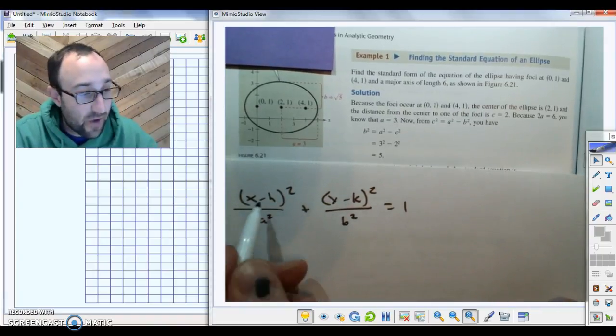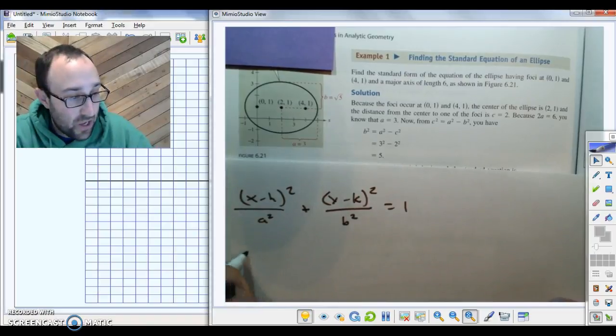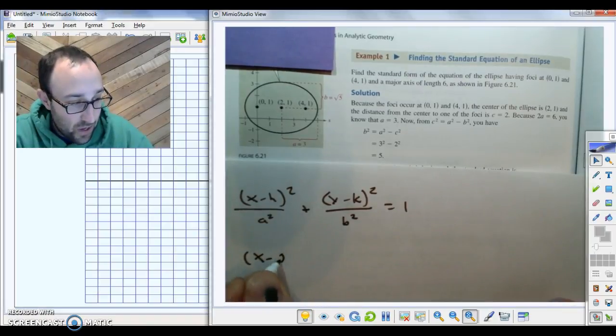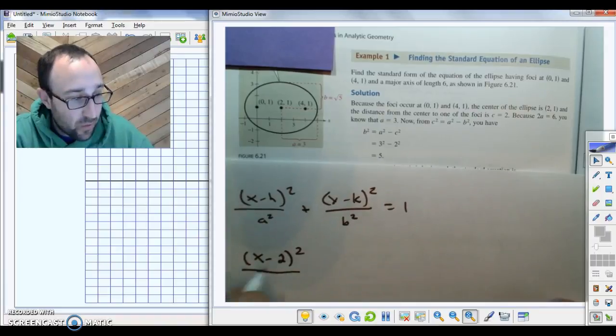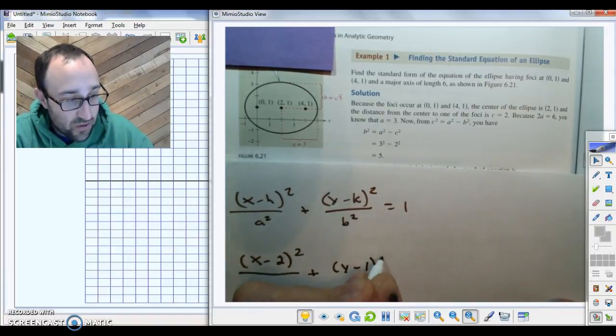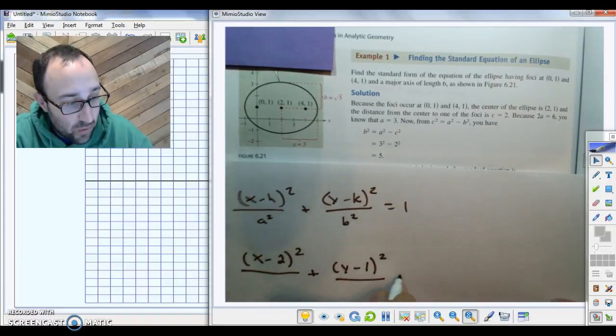Okay, so first we found our center at (2, 1). So what I can do is now write x minus the x value, 2, over, I don't know what a squared is, plus y minus the y value of the center, 1, all over b squared equals 1.